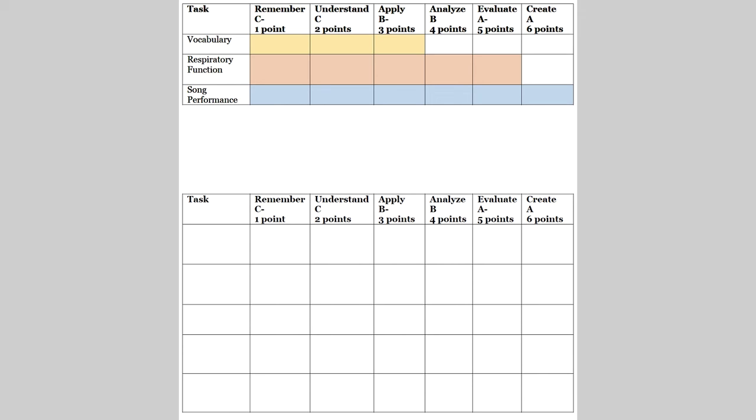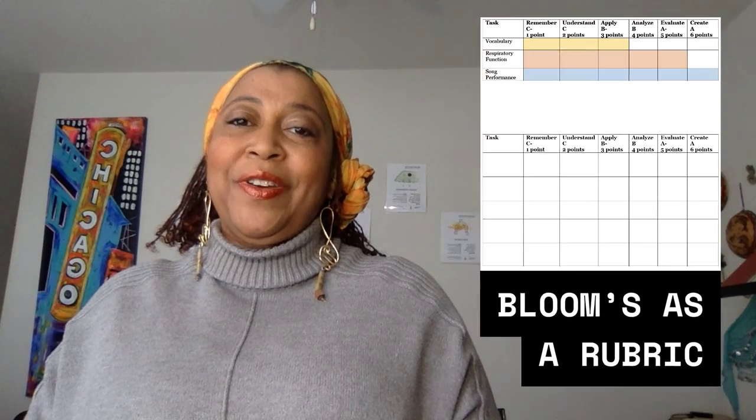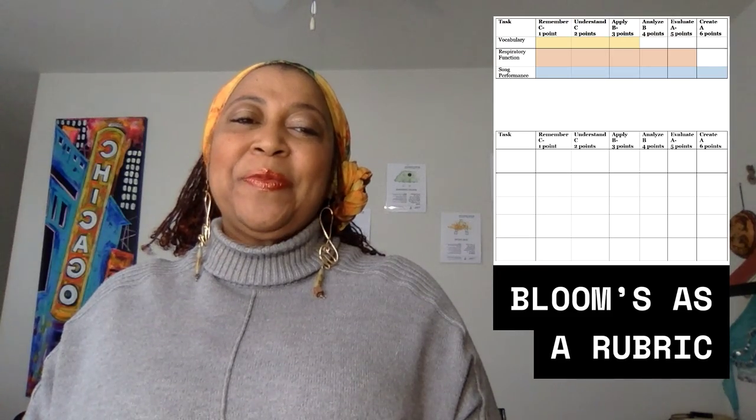So my question for you today is, what tasks are you asking your students to do, and how well does it fit on getting them to move from the lower end of the thinking skills to the higher end of thinking skills and critically engaging with your work? So think about it. Let me know.